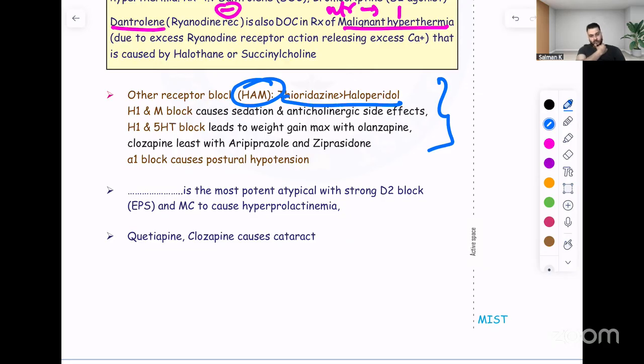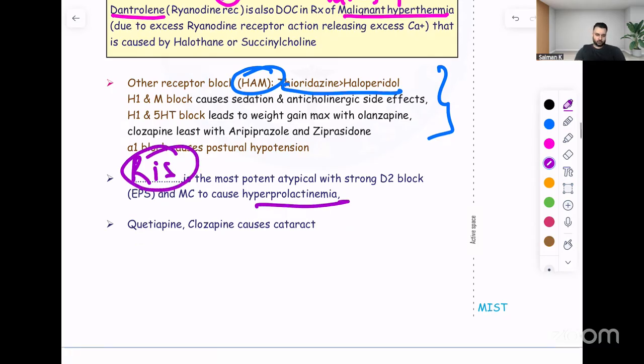Now that we wrote this, the most common drug to cause hyperprolactinemia is risperidone. Okay, this is the most common drug to do this. This example is risperidone. Cool.